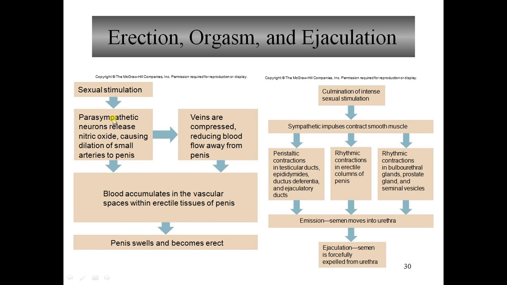How does the sexual stimulation, that is erection, occur? The parasympathetic neuron releases nitric oxide. Nitric oxide is a very important gas. It is also called a chemical, a vasodilator.